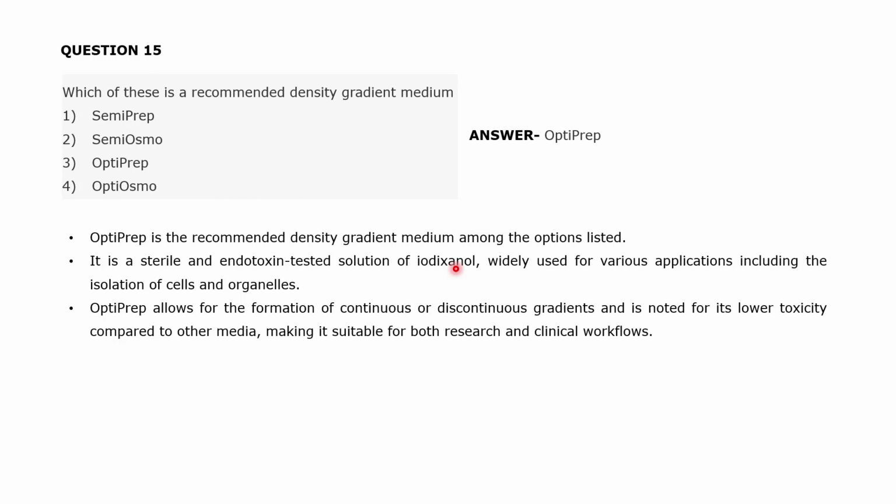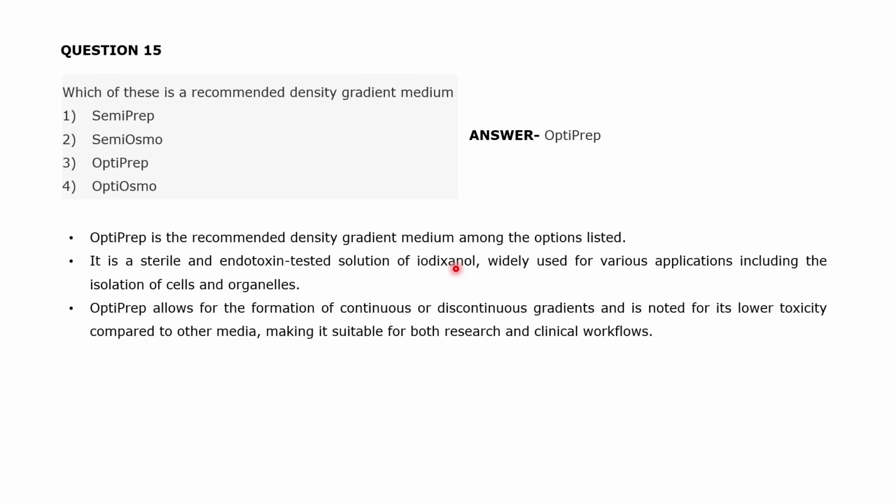Iso-osmolarity means that there is not much osmolarity fluctuation. So if you are providing a cell there, then the osmolarity of that particular cell will more or less be similar to that of the iodixanol density gradient. So the density changes will not affect the osmolarity of that particular gradient, and that's one of the most important aspects of using opti-prep: its capability of maintaining the osmolarity without affecting the cells as a whole.